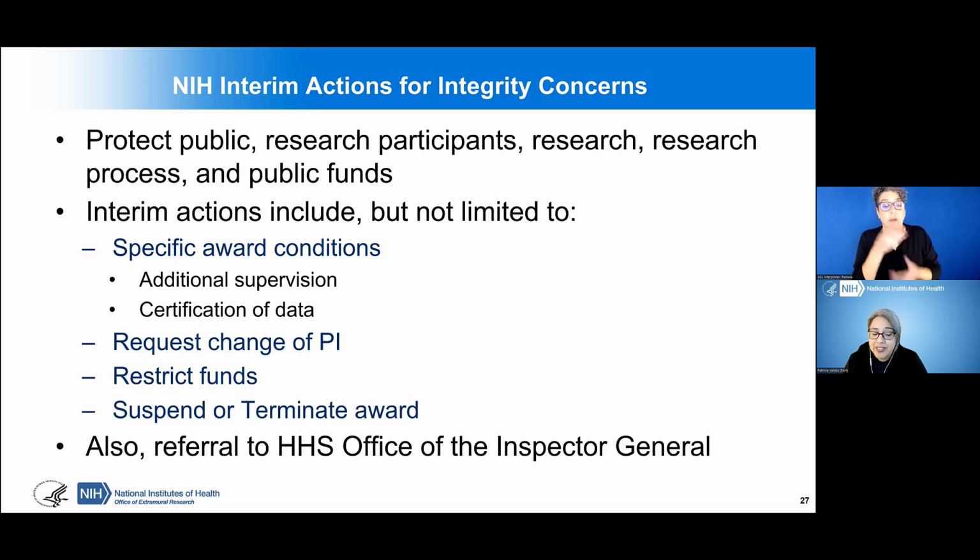It may require certification of data. For instance, if a report indicates that the person is not keeping the raw data, or there are severe data management issues, we could impose a special award condition that they must get the data certified by the NIH. In some cases, we could request a change of PI. We could also restrict funds or suspend or terminate awards, working with the institution to do that. And also in many different types of integrity cases, we may refer the case to the HHS Office of the Inspector General, or OIG.